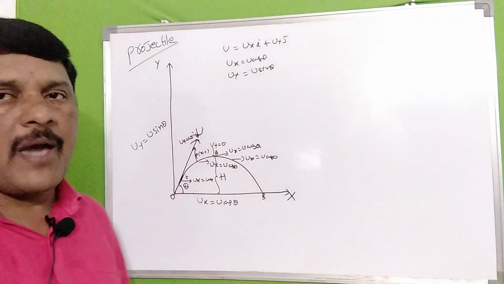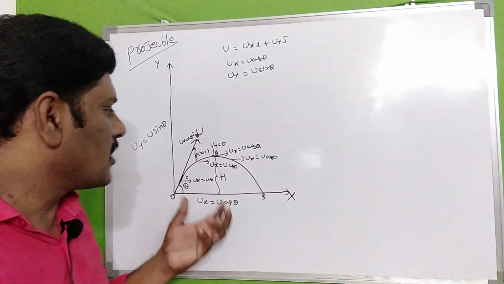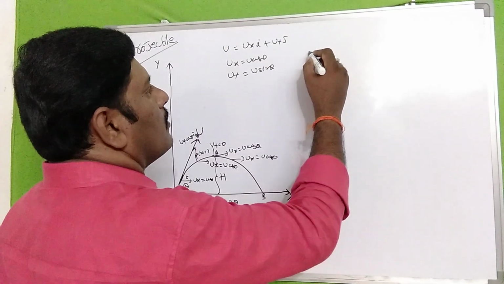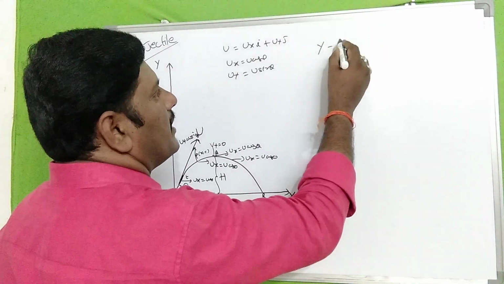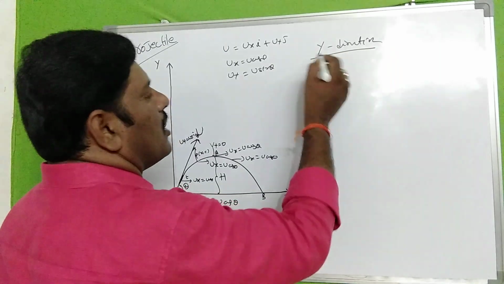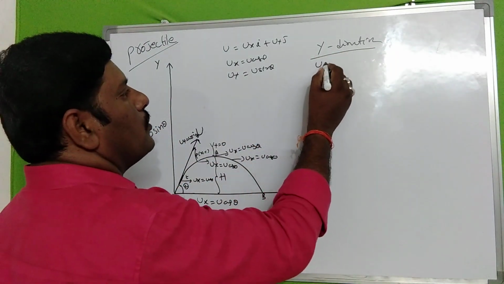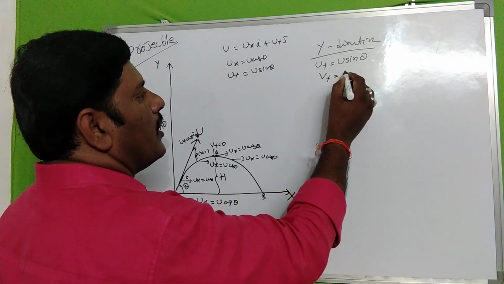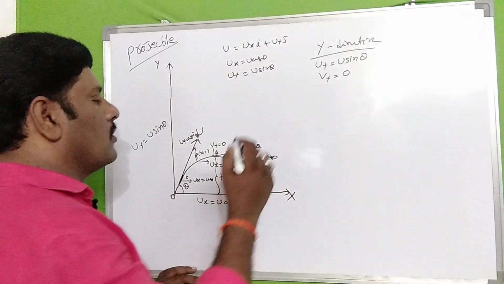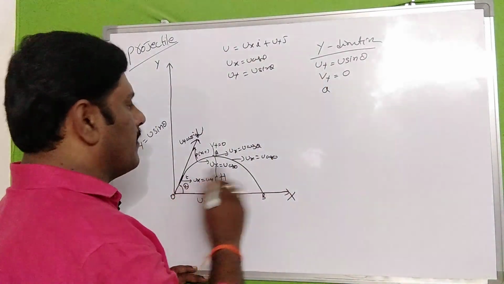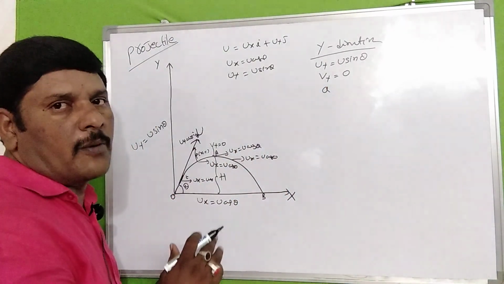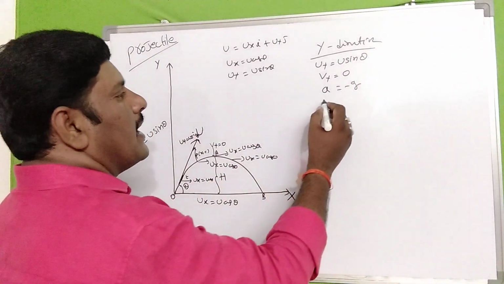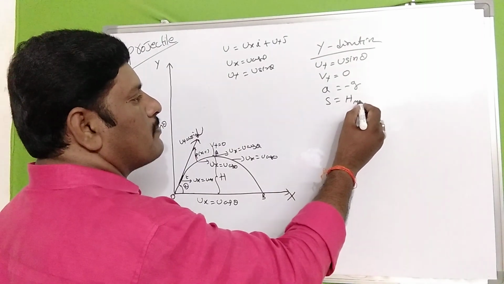Now we find out the maximum height. Take the motion parameters from the graph. Along the vertical direction, the y direction, the initial velocity of the body is uy equal to u sin theta and the final velocity of the body Vy equal to 0. According to the statement, at the point of projection, a equals minus g and s equals maximum height H maximum.